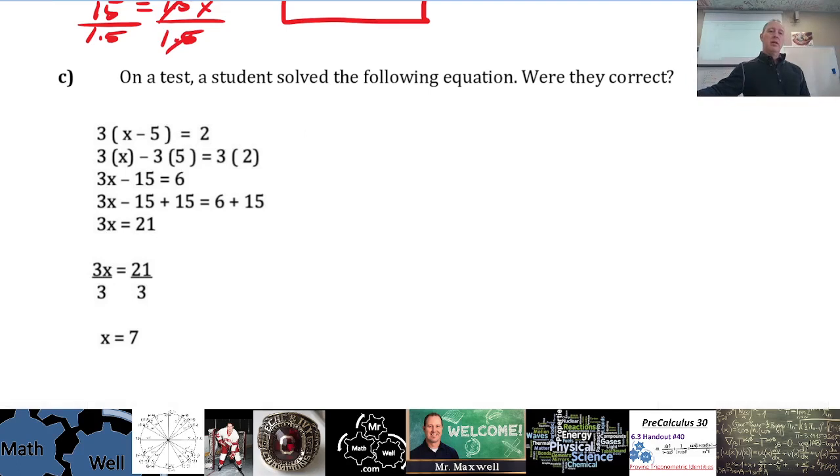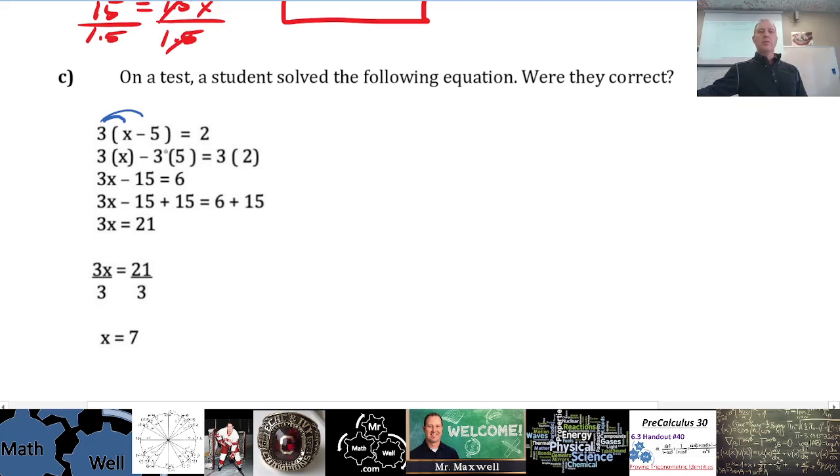So let's see. It's 3 times x minus 5 equals 2. So you should be distributing the 3. 3 times x and 3 times negative 5. Looks like they're doing that here. 3 times x is 5. And then, I see something wrong on the very first line of work here. Do you guys see it? Okay, what did they do they shouldn't have done?